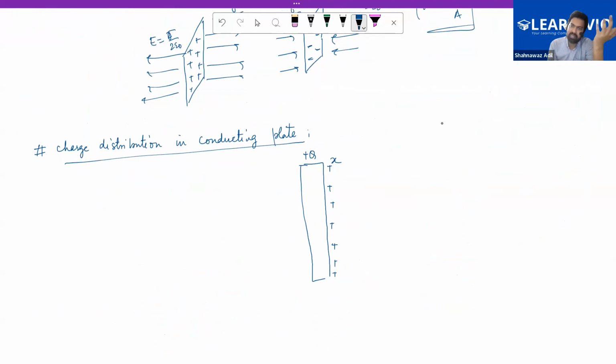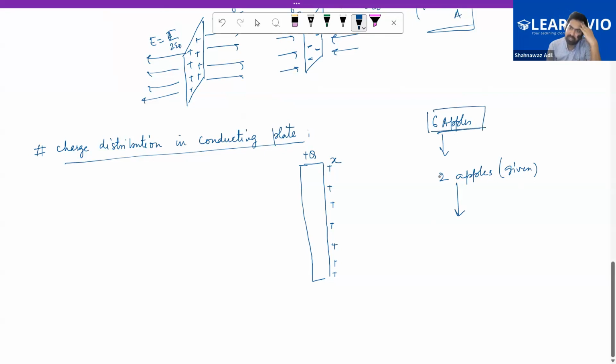Let's say I have 6 apples, right? I give 2 apples to you. Then how much do I have? 4 apples, right? So similarly, the total charge is plus Q.